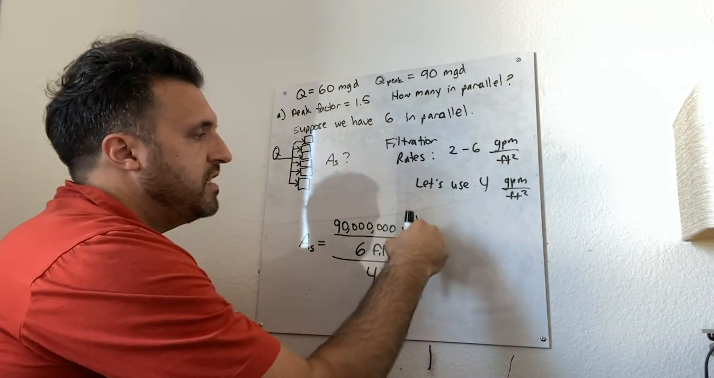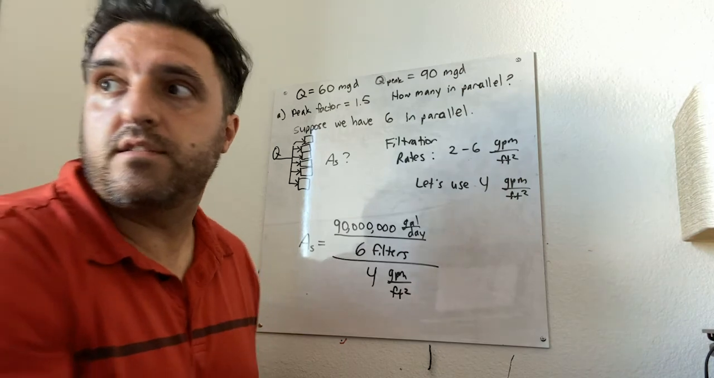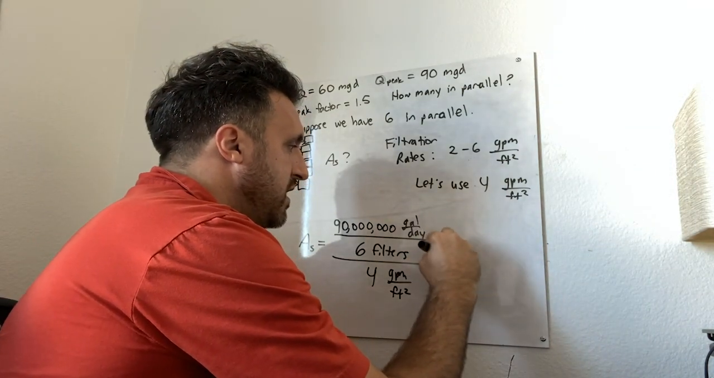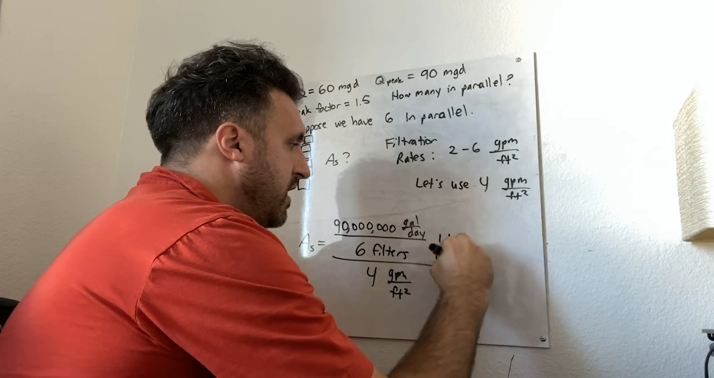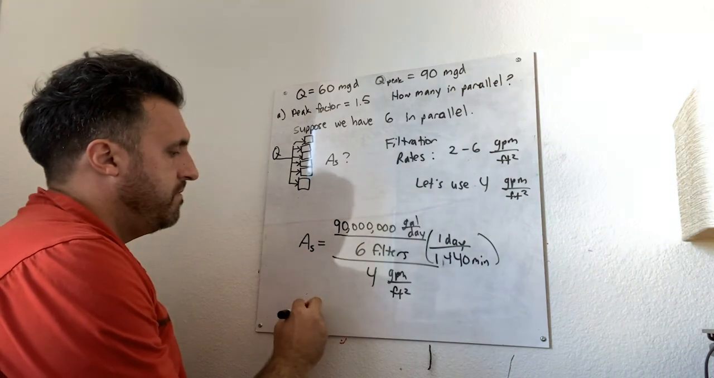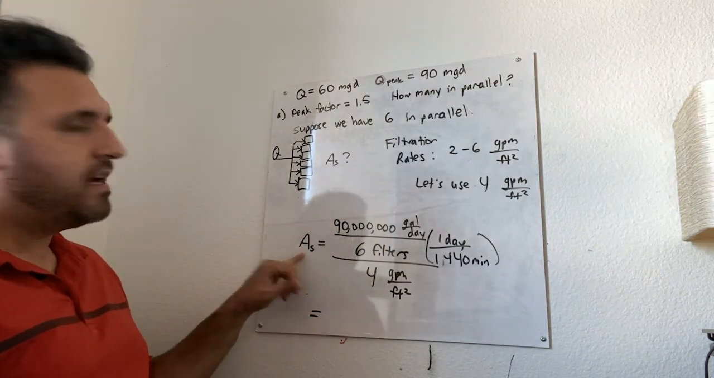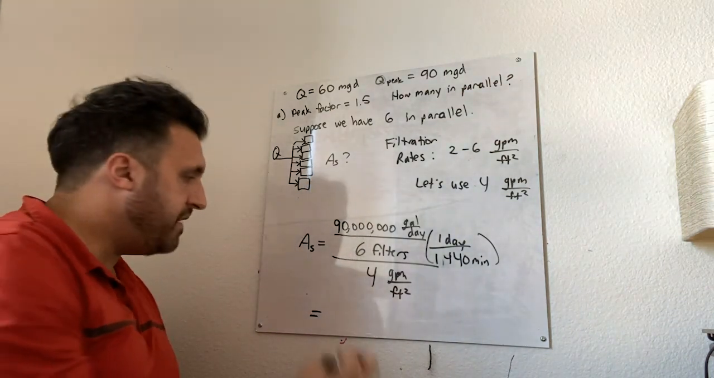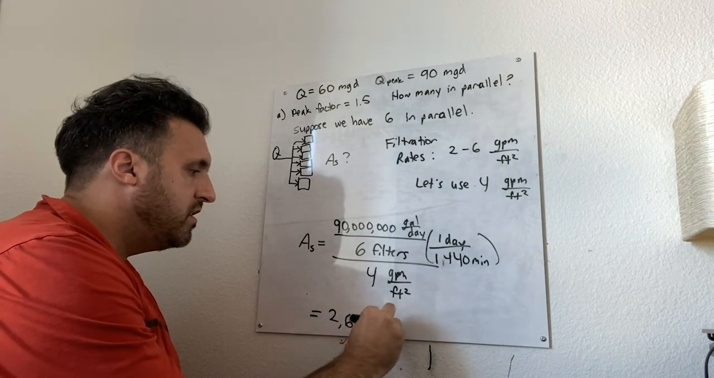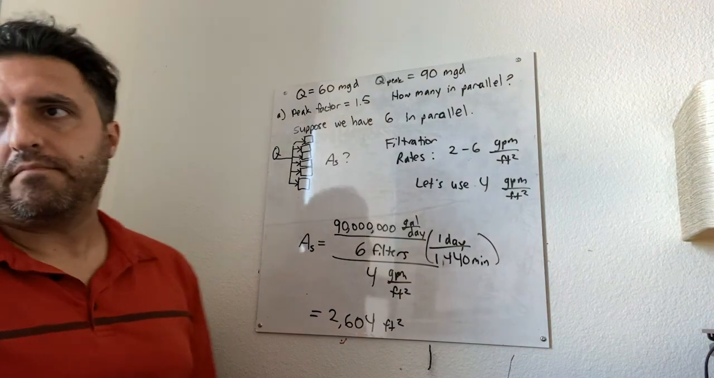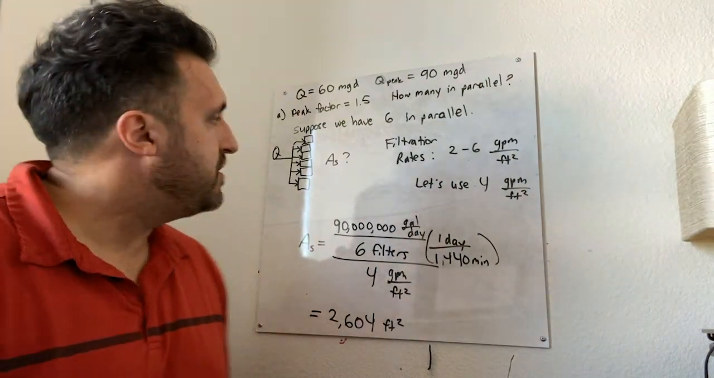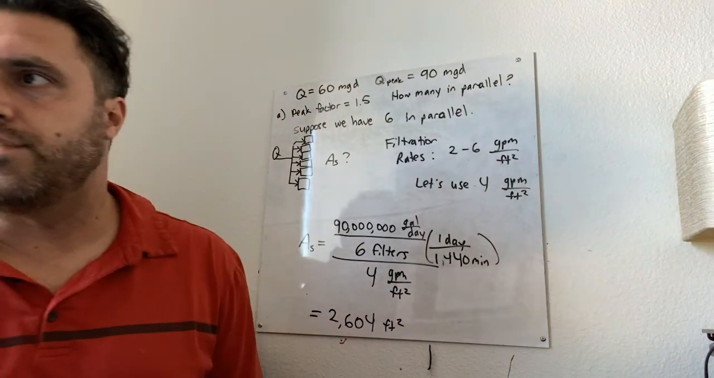We'll need to convert days to minutes using 1 day is equal to 1440 minutes. And then solve for the surface area. That should give us a value of 2,604 square feet. So that would be the required surface area of each of these 6 parallel filters.